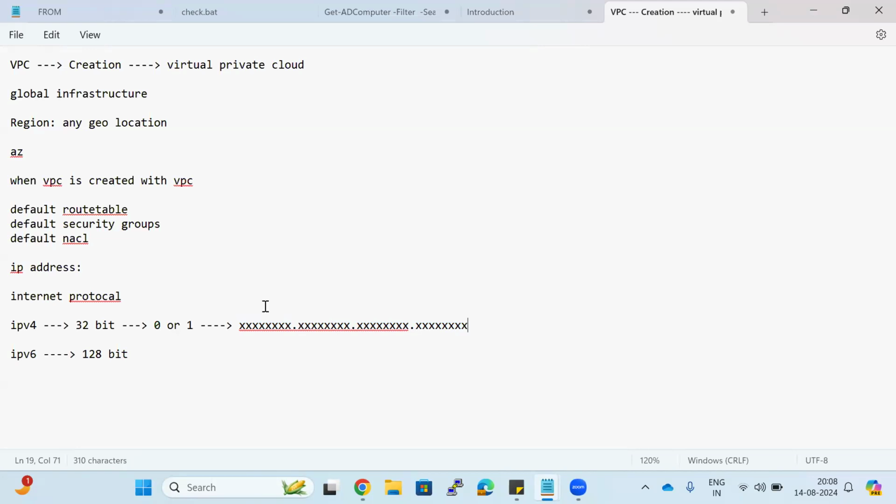Why do we need to go with only 8 bits? 8 bits is equal to 1 byte. That's the reason they differentiated these 32 bits into 4 octets. In each octet, you will have 8 bits, and each bit will be in the 0 and 1 format.